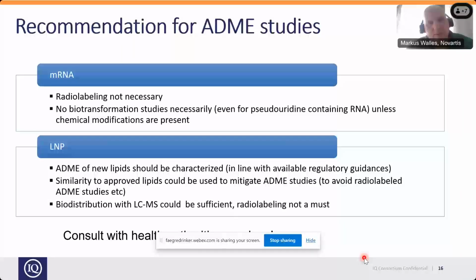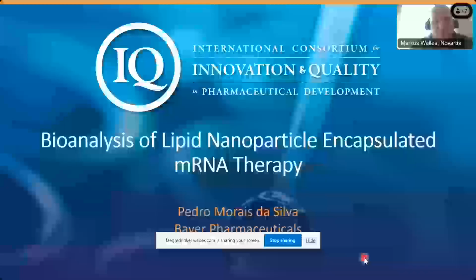Nevertheless, we strongly would recommend that you discuss your plans, how you want to characterize your formulation and your RNA with the health authorities, because I think there's limited examples there. So if you have a completely new indication, or you have some other chemical modification, for example, in your RNA sequence, then this picture might change. So thank you very much for your attention. And now I would like to hand over to my colleague, Pedro.